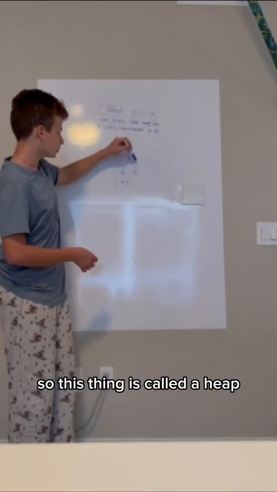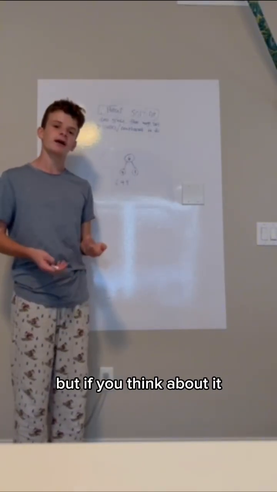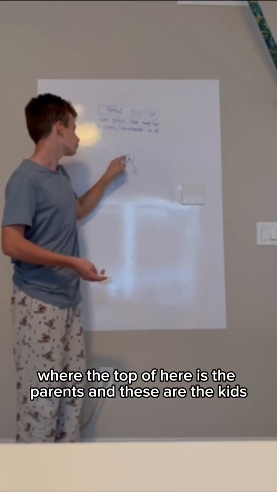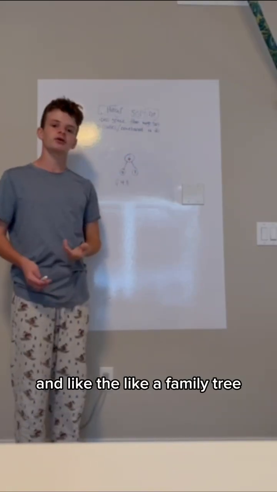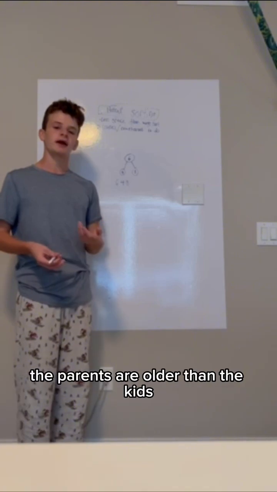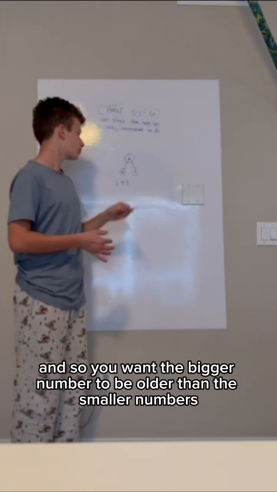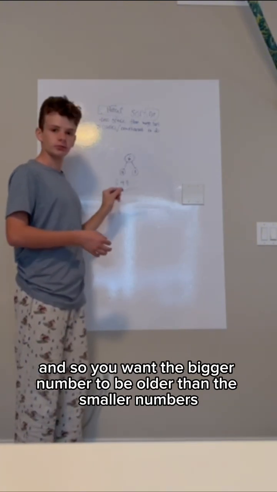So this thing is called a heap. It's kind of like a data table, but if you think about it, it's kind of like a family tree, where the top here is the parents and these are the kids. And like a family tree, the parents are older than the kids, so you want the bigger number to be older than the smaller numbers.